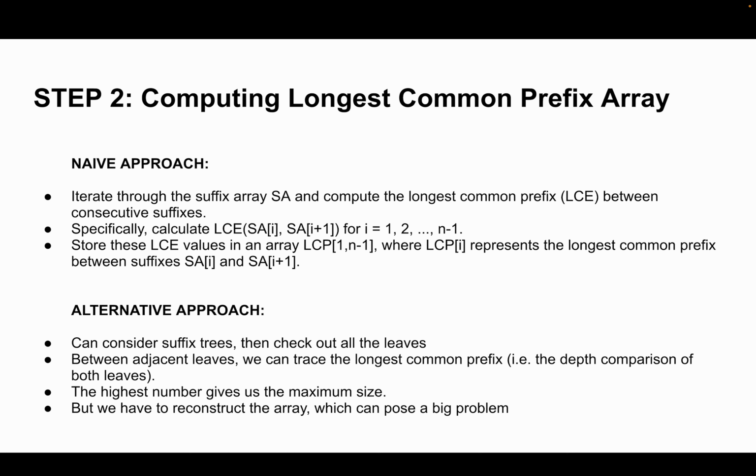An alternative approach is to check out all the leaves, but we've seen before that checking out all the leaves in itself is a problem. We have to go to every single leaf in a tree, and then we have to find out what the corresponding substring, the suffix string, is. This is not the most optimal solution, as you can find out.